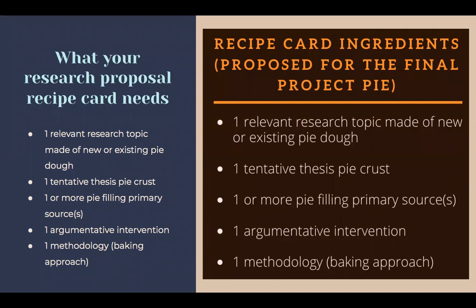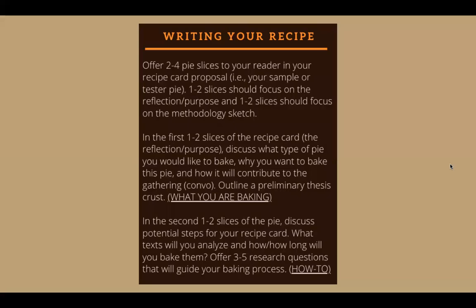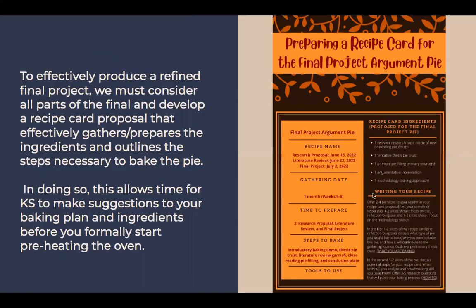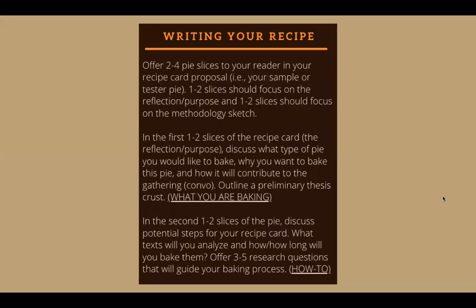So again, your research proposal recipe card is going to need one relevant research topic made of new or existing pie dough, one tentative thesis pie crust, one or more pie filling primary sources, one argumentative intervention, and one methodology or baking approach. This section of the recipe card, if I can backtrack for a moment, is going to be right here. Okay, so far we've covered this orange section and this top right section. This bottom right section is going to be perhaps the most useful part, I think, of the recipe card. And this is going to be the how-to section, or how to get this done beyond what's already discussed in the research proposal assignment prompt.